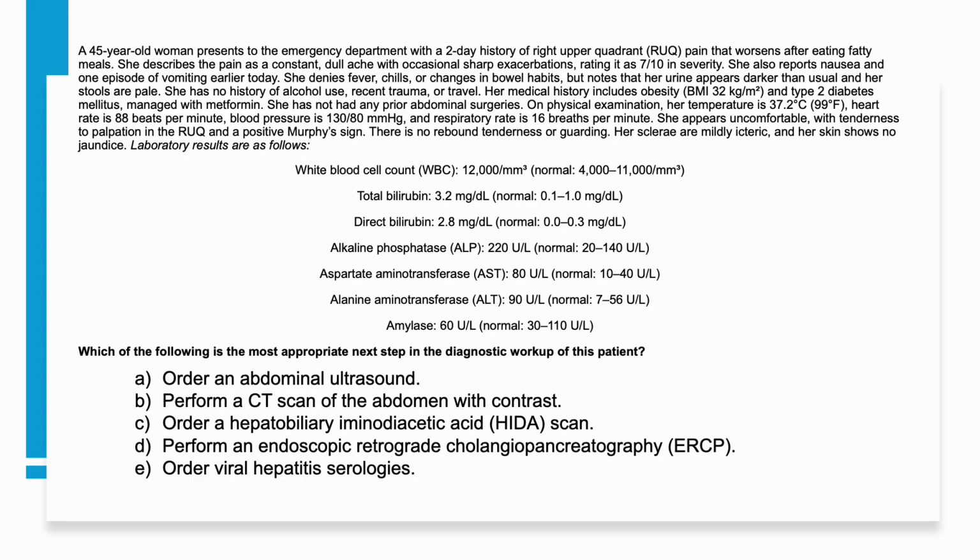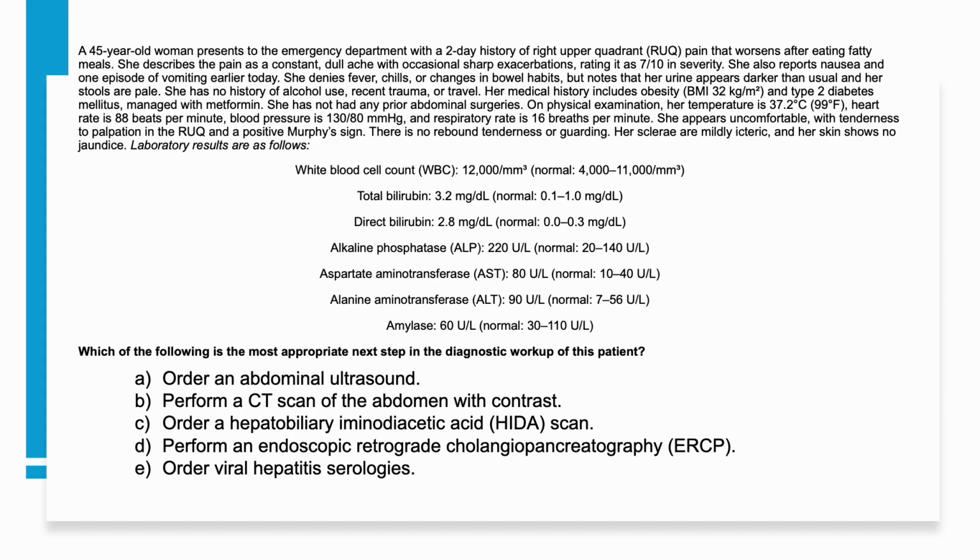She hasn't had any fever, chills, or any changes in her bowel habits, but she said that her urine might appear a little bit darker than usual, and her stools are also pale. She has no history of alcohol use, recent trauma, or travel. She is obese. She does have type 2 diabetes, but she is taking metformin for it. She hasn't had any sort of abdominal surgeries either.